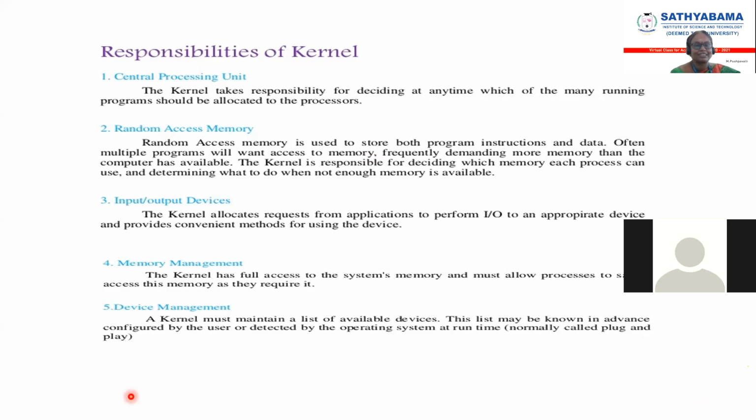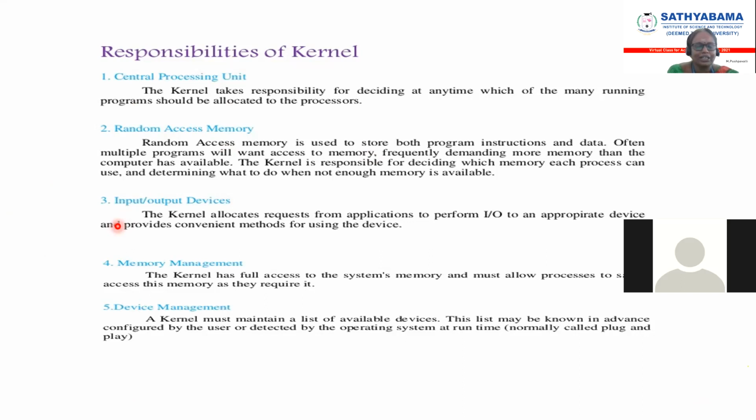And random access memory, I told you that memory is very very important. We are all following some Harvard architecture, so we have a separate data memory and program memory. To access that, how we can allocate the memory, whether on-chip or external memory, all will be decided by the kernel. Then input output devices, I told you that.